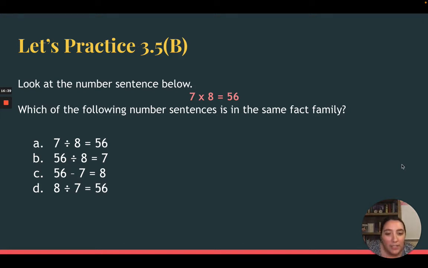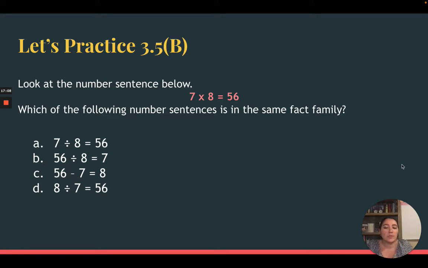So now I come and look at my answer choices. Right off the bat, get rid of C, right? That's subtraction. That don't go in fact families, only multiplication, division. Boom, already got rid of an answer choice. Then I look at A, B, and D. When you're looking at A and D, it equals 56. And we know with division, we start with that largest number. And the only number sentence that matches up with our fact family is B. 56 divided by 8 equals 7.